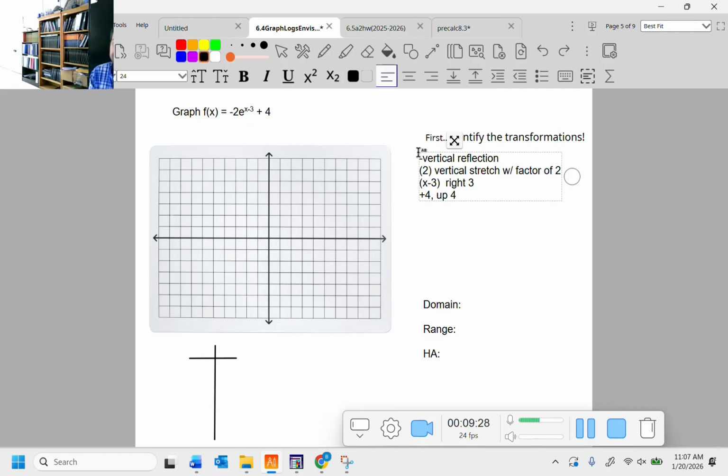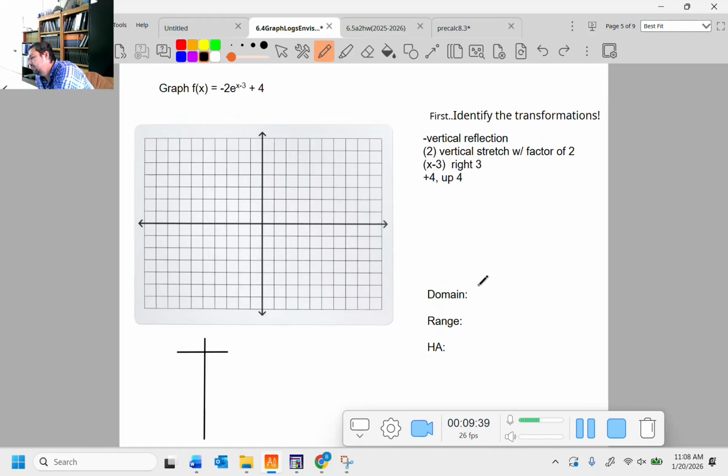You already know it. Now, it's an exponential because it has an exponent, which means its domain is going to be negative infinity to positive infinity. Its range is probably related to that plus 4, but we're not going to write that one because this one has a reflection, and that's a big deal. Anyways, we have our right 3. We have our up 4.